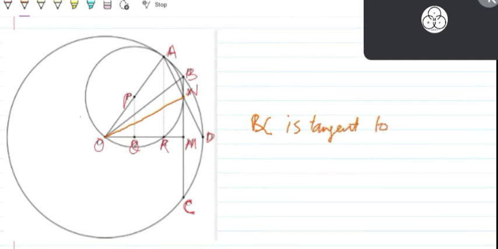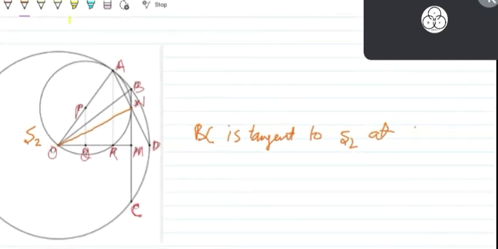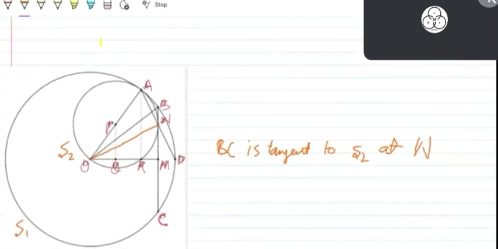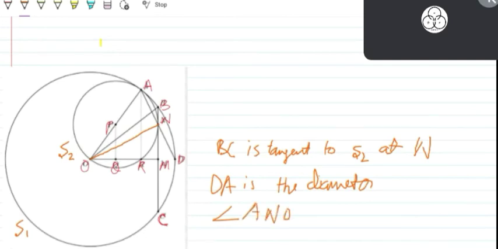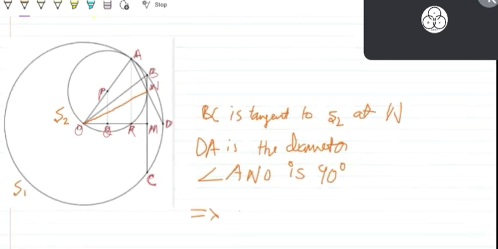to the smaller circle, let me name it S2. This is S1, this is S2. Prove that BC is tangent to S2 at N, right? How will we prove this? O is the diameter. If we can prove that angle ANO is 90 degrees, we can prove that OA is the diameter, right?